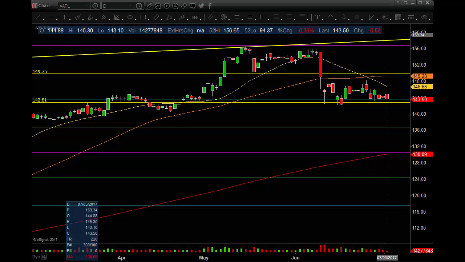Today we're looking at Apple, AAPL, on the daily, weekly, monthly time frames. We use technical analysis here at StockBookie.com.